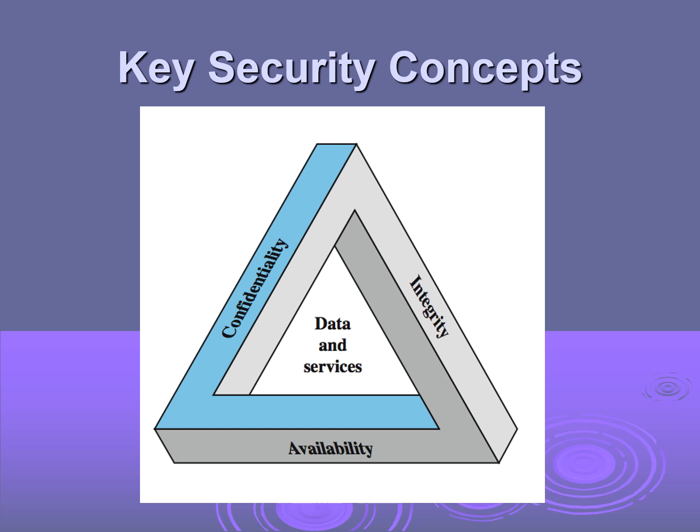Availability means the systems, the internet, the resources, everything should be available 24/7 without any downtime because of the hackers or the viruses, etc. The system should be available for the maximum part of the time, except for a few scheduled times allocated for maintenance. This is the basic idea of the key security concepts. The data and services should be available, they should be kept confidential, and they should have integrity.